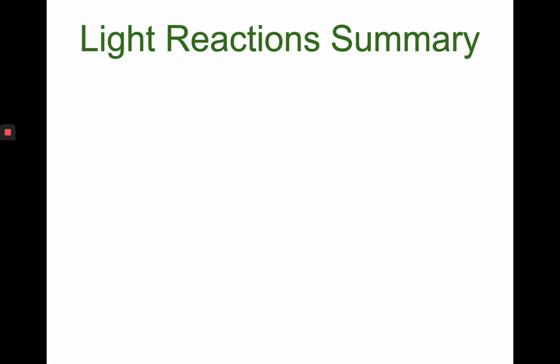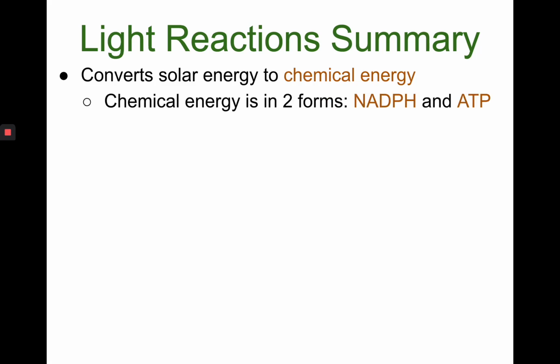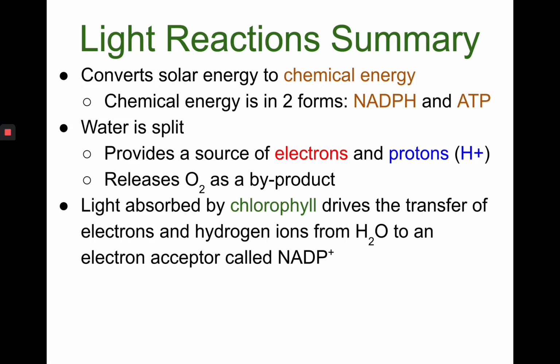So we'll do one summary slide, kind of like the elevator pitch. If someone asks you what happens in light reactions, you're going to say the goal is to convert that light energy or solar energy into chemical energy. And we did that in two forms, NADPH and ATP. We split water. The purpose of splitting water is it provides electrons and hydrogen ions, and it also releases oxygen.